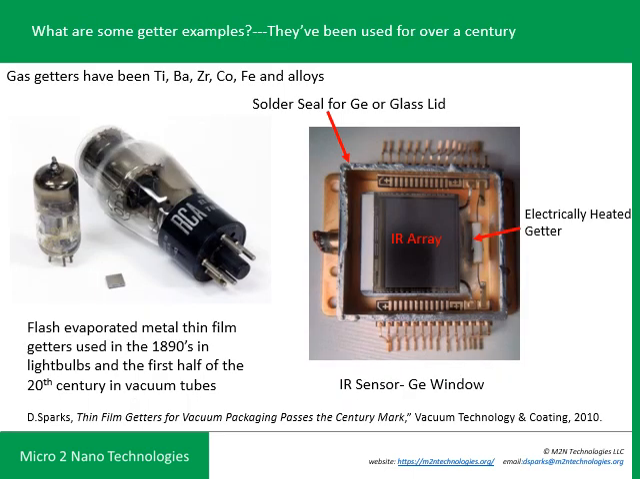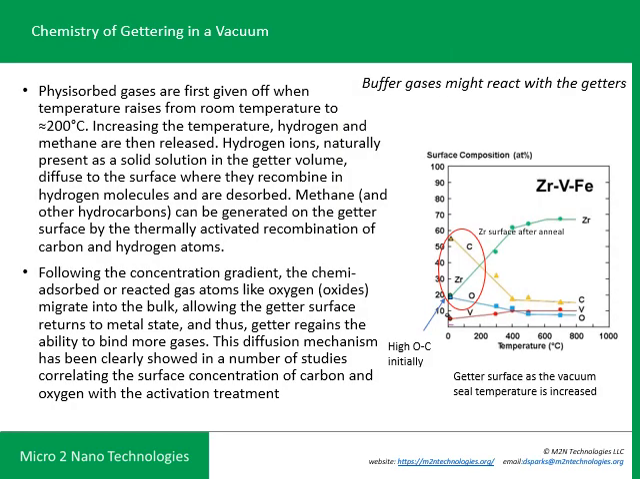Getters have a long history. They were actually developed in the 1890s for light bulbs and then used for vacuum tubes. They were then used in metal and ceramic packages and eventually used in wafer-to-wafer bonding. So if you're interested, I'm citing an article I wrote about 10 years ago on a century of using getters for electronic devices. So this is not a novel technique, but it can be, again, applied to qubits.